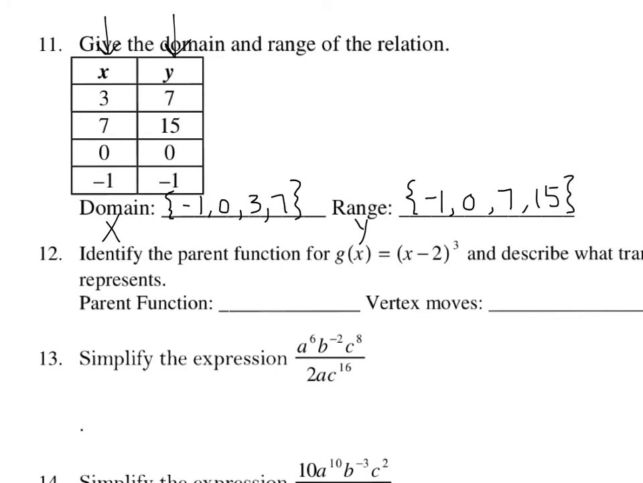Number 12, the parent function depends on the exponent, and since that exponent is 3, this is a cubic function. And the vertex, we only have a number inside the parentheses, and inside the parentheses, you always flip the sign, and it's always a horizontal move. So we're not going to move left 2 like -2 would make you think. We're going to move to the right 2. And there's no number on the outside, so it means it didn't move anywhere up or down.